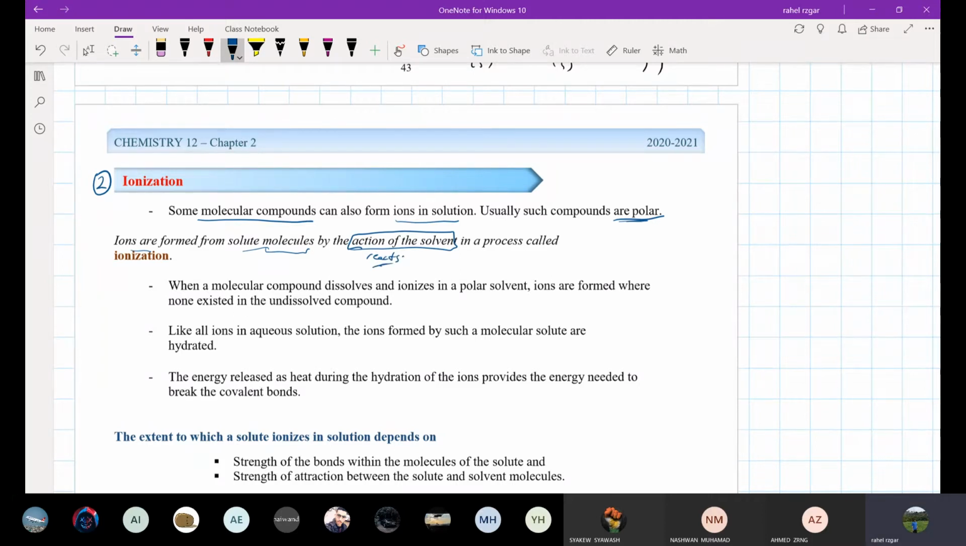And in here, these molecular compounds are not ionic compounds. It means that in the original, they are not formed from ions. They don't have ions in themselves.